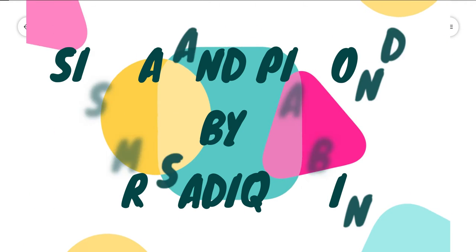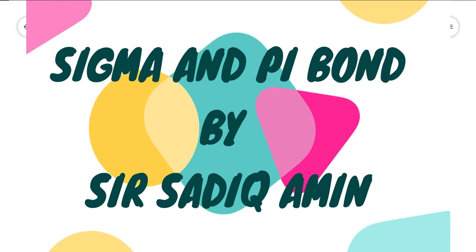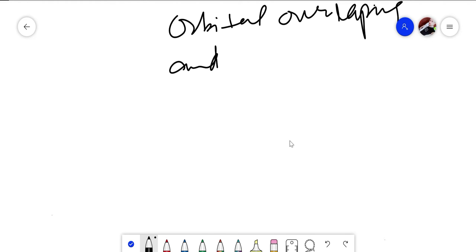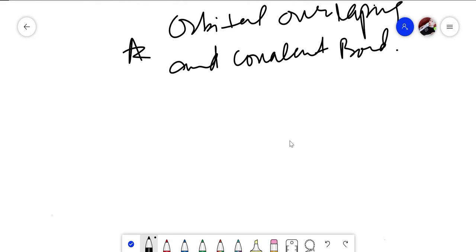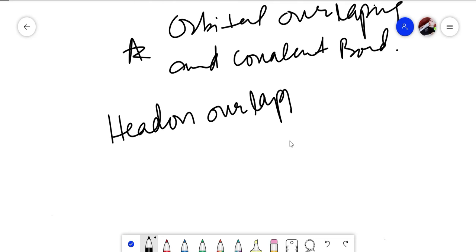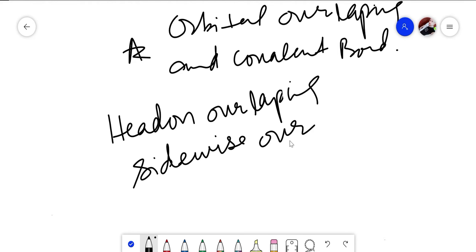Orbital overlapping and covalent bond. Okay, that's what we were discussing last time. So I told you that there are two types of overlapping. One is called head-on overlapping. Okay, and the other is called sidewise overlapping. Okay.